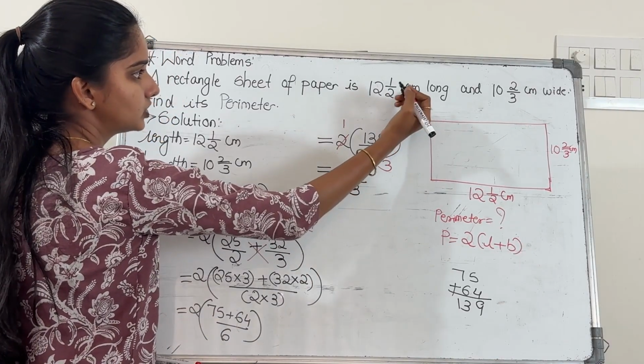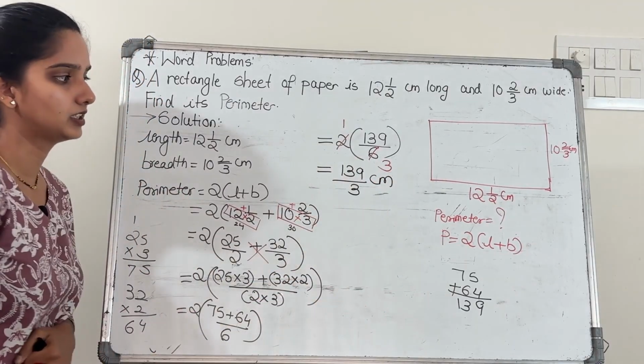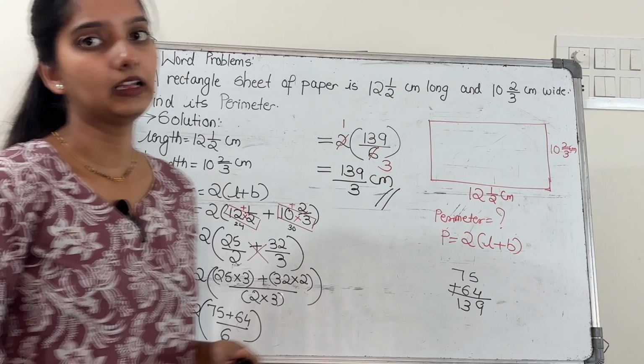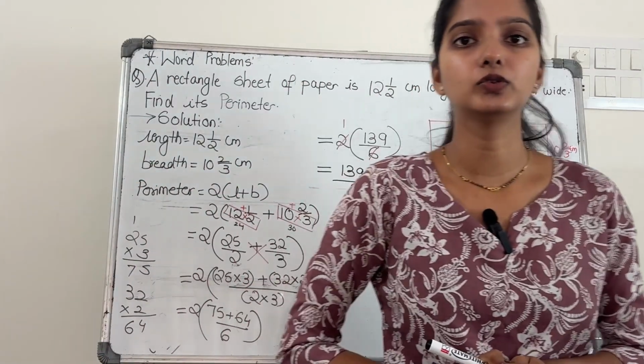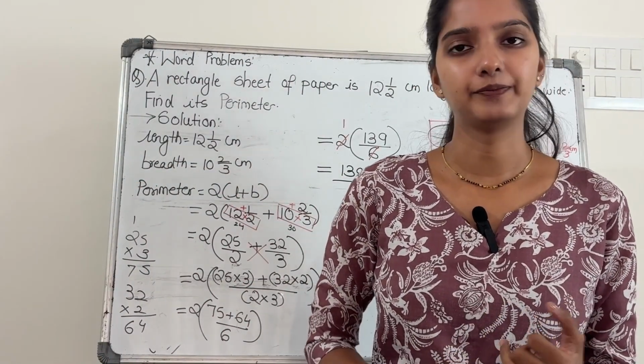Now let's check the unit given, which is centimeter, so it will come in centimeter. This is nothing but the perimeter of the rectangle sheet. This is how you need to solve the problem. I hope this is clear to you all. Thank you.